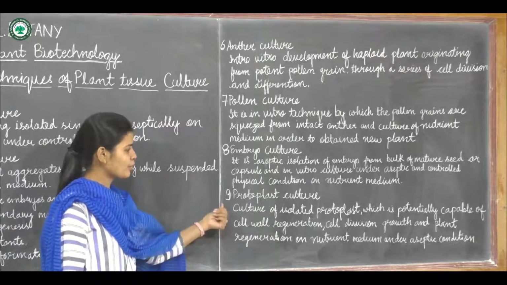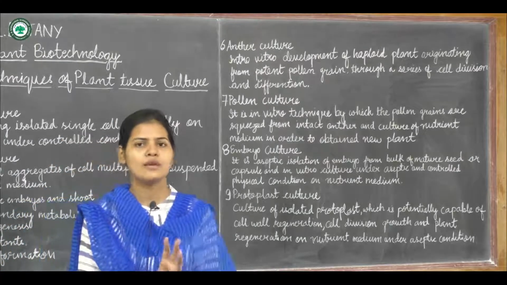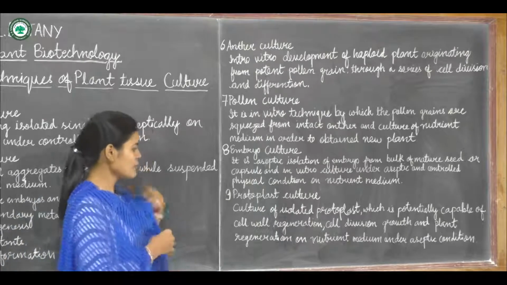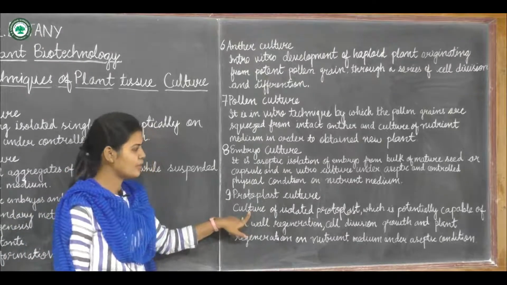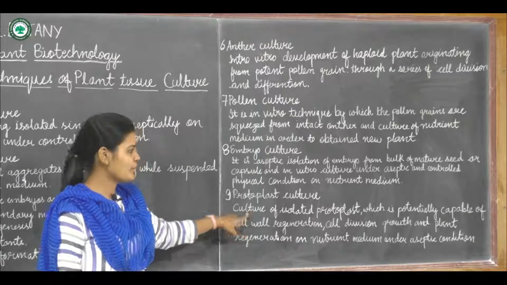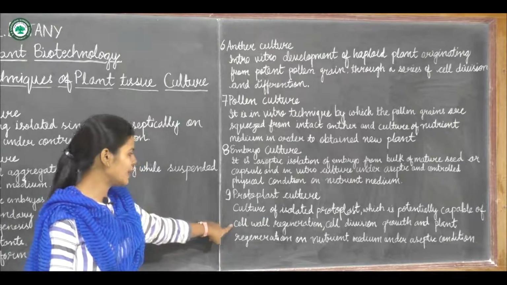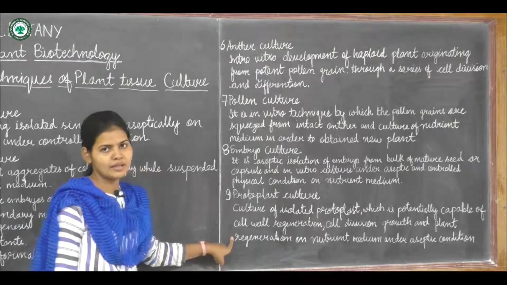Now next is protoplast culture. So what is a protoplast? A cell without a cell wall is called a protoplast. Now what is done in protoplast culture? Here, isolated protoplasts, which are potentially capable of cell wall regeneration, cell division, growth and plant regeneration, are cultured on a nutrient medium under aseptic conditions.